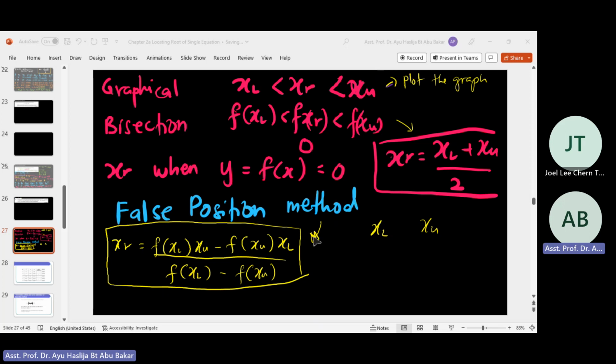This one we had done. Okay, this one we had done just now. Try to proceed with this question for all three methods: graphical, bisection, and false position. Make sure you get the final answer in the range.